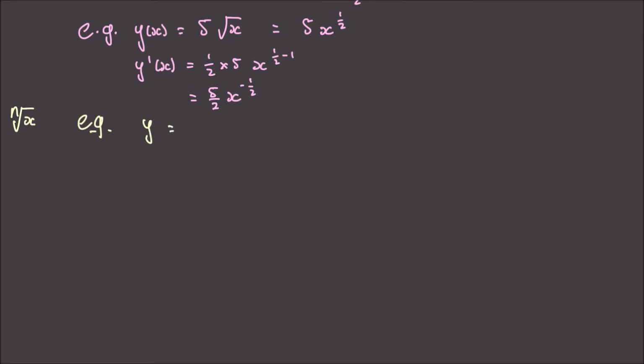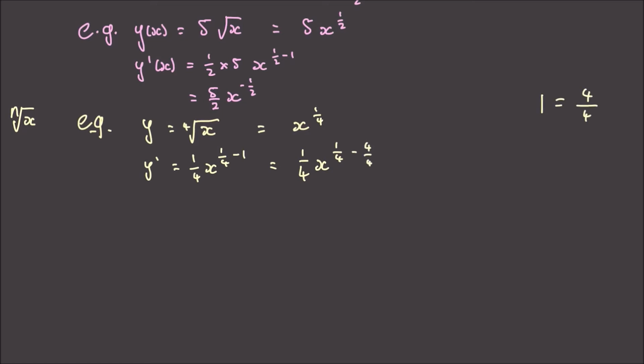Let's try the fourth root. First of all, we'll write it as 1 over 4 as the power, then that power goes to the front. We have to reduce that by 1. Now a quarter minus 1, how do we deal with that? So we could write 1 as 4 quarters. And then we've just got 1 quarter minus 4 quarters, and that's negative 3 over 4.